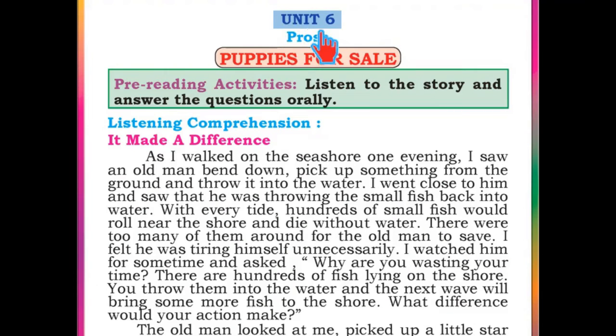Unit 6. Prose. Puppies for sale. Pre-reading activities. Listen to the story and answer the questions orally. Listening comprehension. It made a difference. As I walked on the seashore one evening, I saw an old man bend down, pick up something from the ground, and throw it into the water.